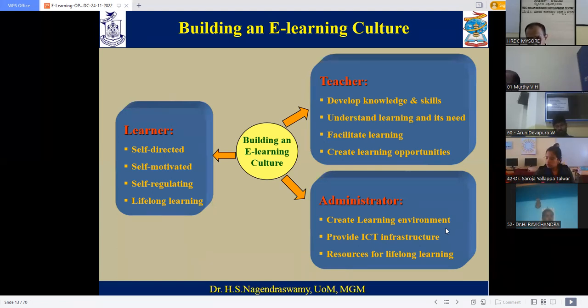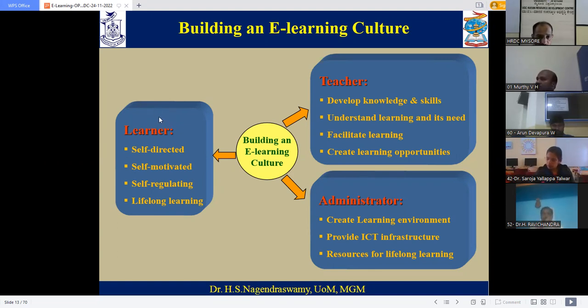What we are witnessing today is that it provides ICT infrastructure. The university provides all the required infrastructure facilities, where we have an internet facility and we have a system, and we can use the tools to deliver the content. So that's how it provides ICT infrastructure and resources for lifelong learning. Even in a university setup, we have a library with many applications and repositories which a learner can access any number of times, anywhere, anytime. So that's how the administrator, the university, supports all these things.